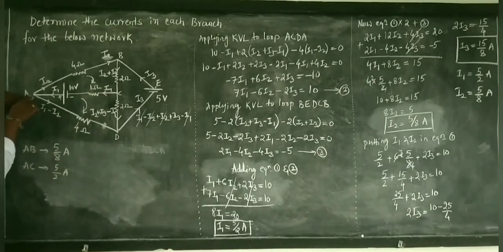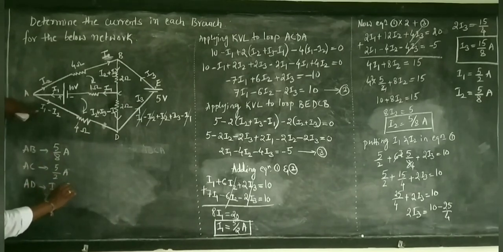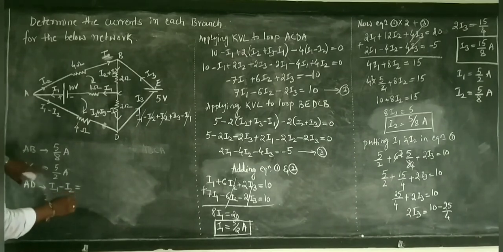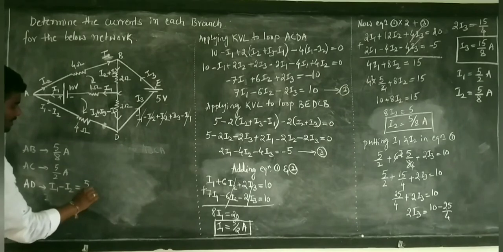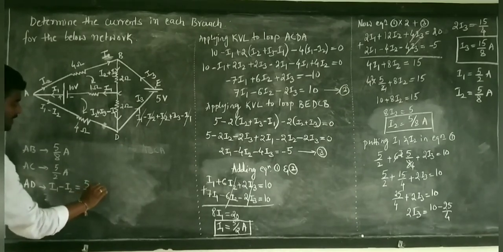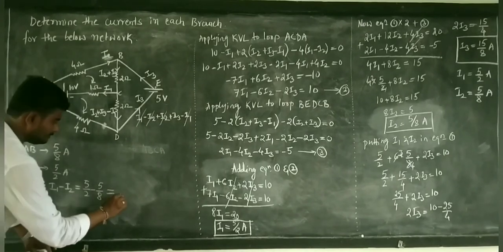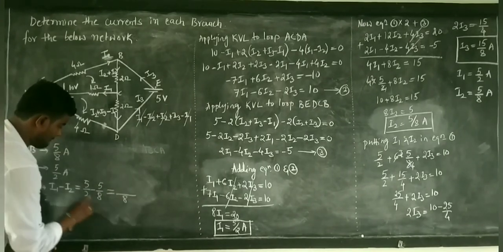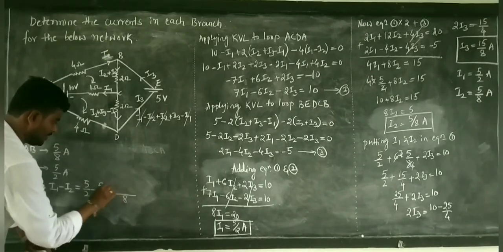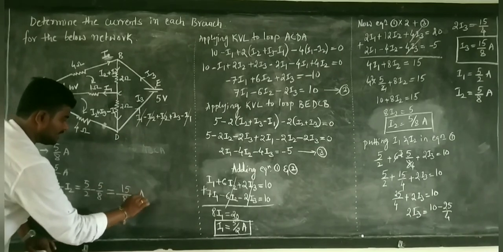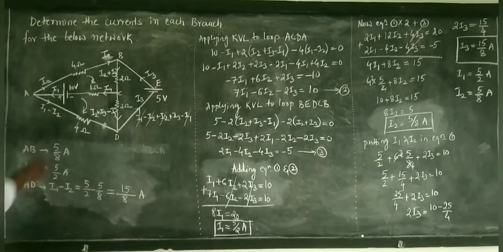Okay, and A to D. AD is a branch. It is I1 minus I2. I1 is how much? I1 is 5 by 2 and I2 is how much? 5 by 8. This is equal to 20 minus 5 over 8, which is 15 by 8 ampere.